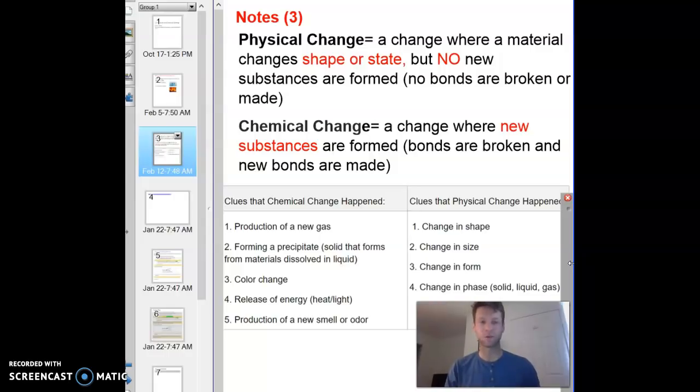Change in form, that's similar to what I've already said, and then change in phase or change of state. That'd be like changing a solid piece of water, ice, into a liquid piece of water. Okay, so that would be a change in state.